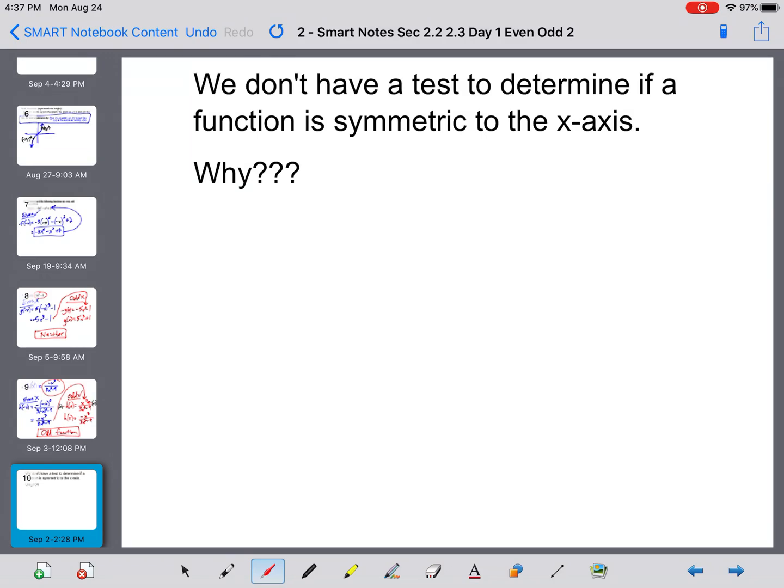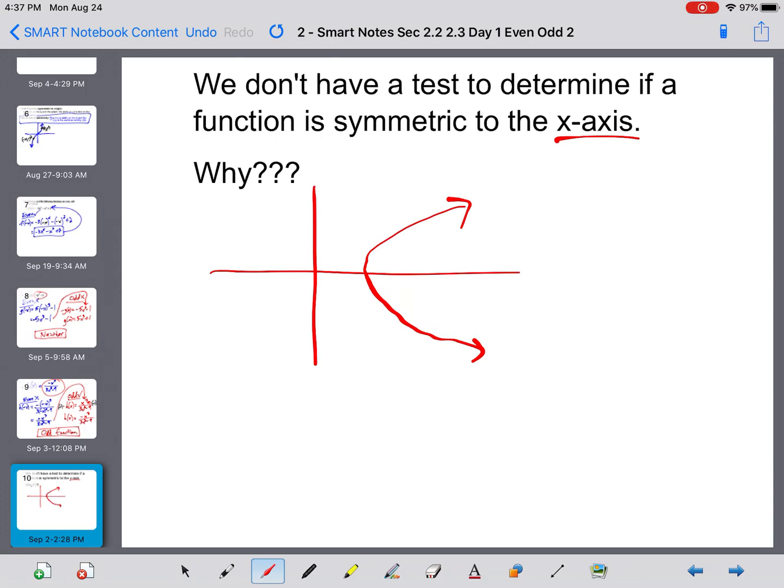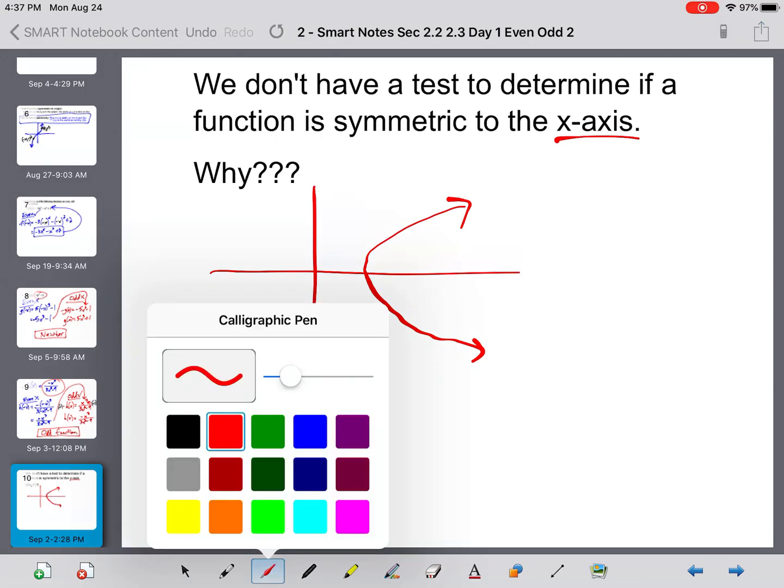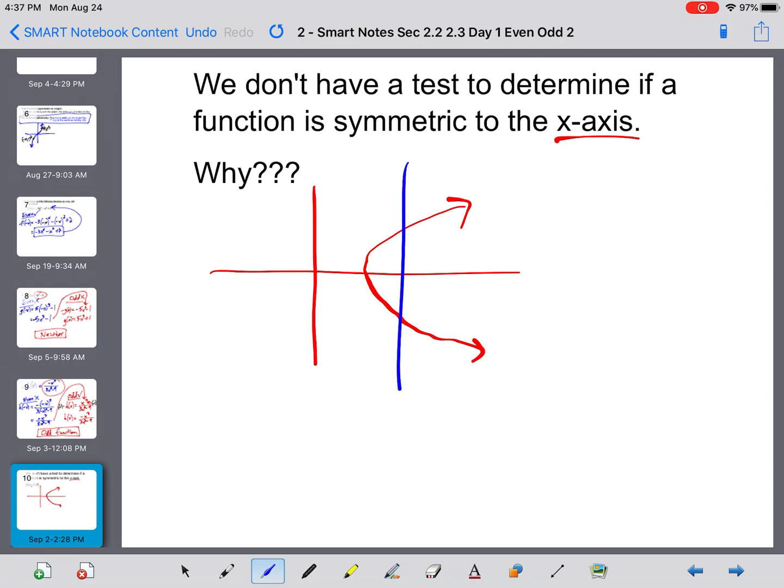Okay, so we've talked about even functions symmetric to the y-axis, odd functions symmetric to the origin. The reason we don't talk about something symmetric to the x-axis right now, well, if you think about it, that would be something symmetric to the x-axis. I said in the beginning, we're talking about functions right now. Anything symmetric to the x-axis is not a function. So there are things symmetric to the x-axis. We're not talking about it in this first chapter because this first chapter is dealing primarily with functions.